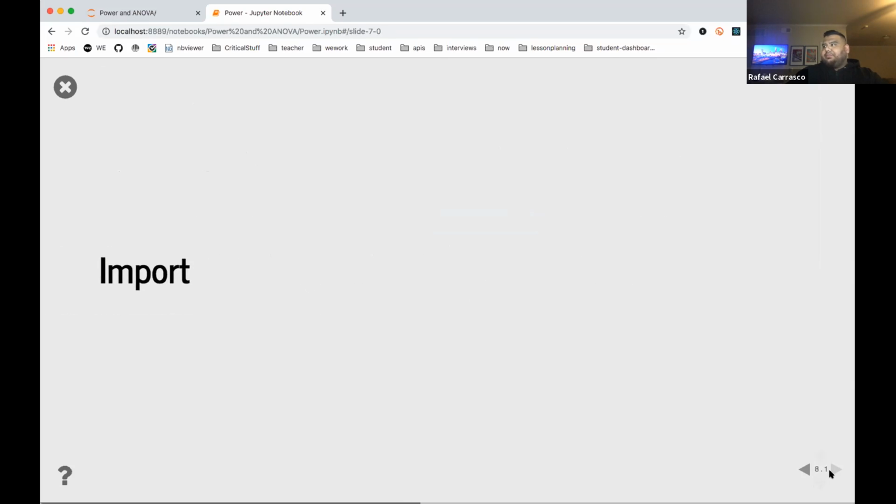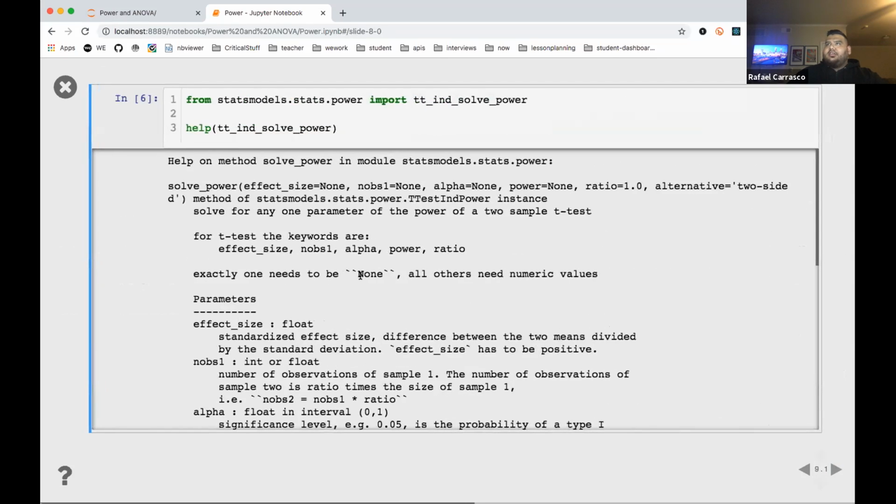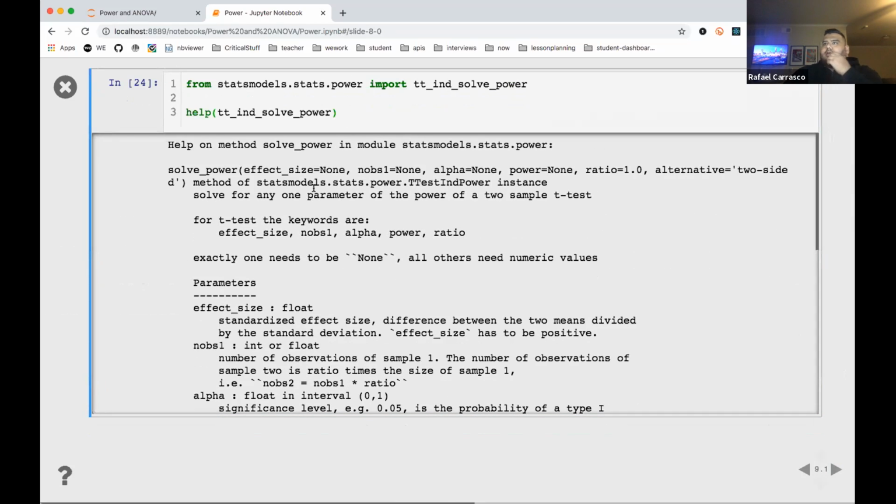So how do we calculate power? Well, we're going to import this library from statsmodels. And I went ahead and just did help on it so we could read the documentation. And if you look, here's what it does. It solves for any one parameter of the power of a 2-sample t-test. So the parameters that you can have are effect size, number of observations, alpha, power.